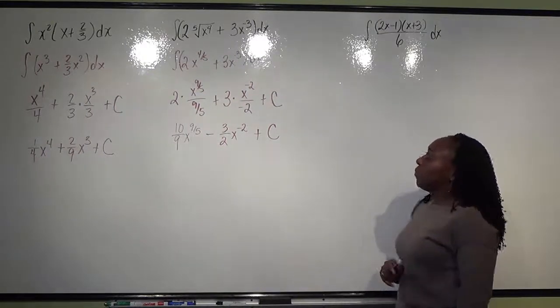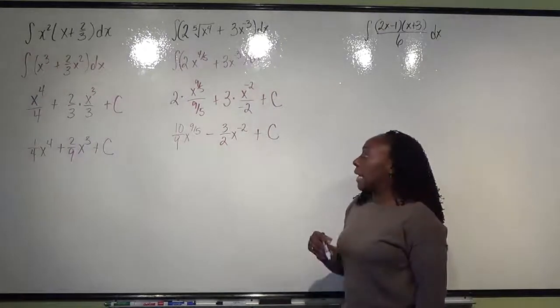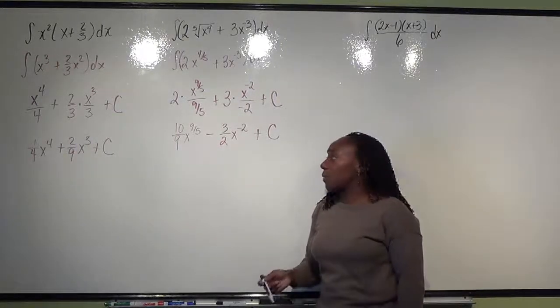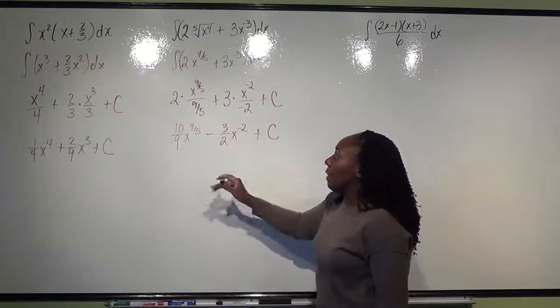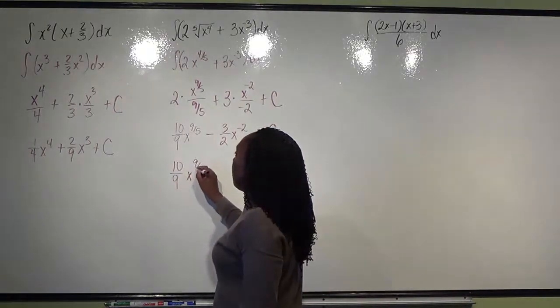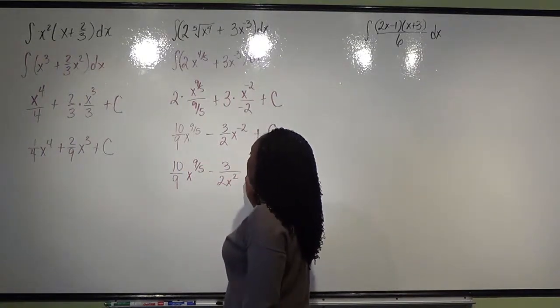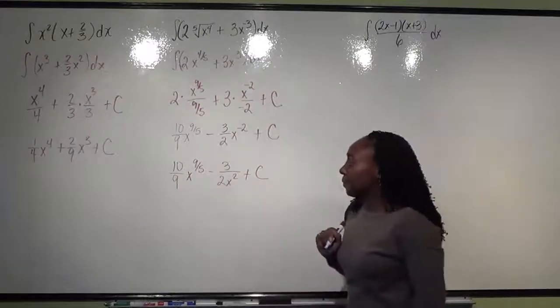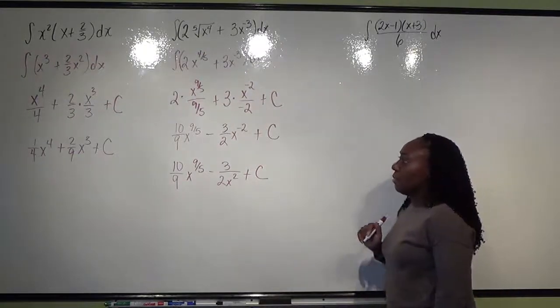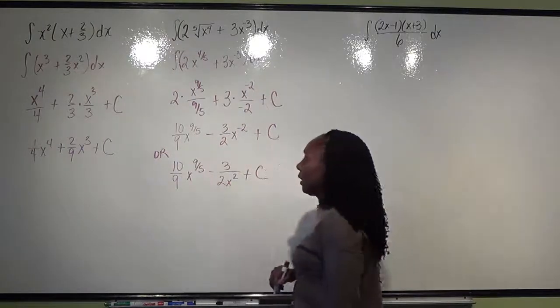Now this one, we started with some negative exponents, so we can end with them. But in some cases, if it says to simplify, we're going to rewrite that. So it looks like 10/9 x to the 9/5 minus 3 over 2x squared plus c. Either of these would be acceptable answers.